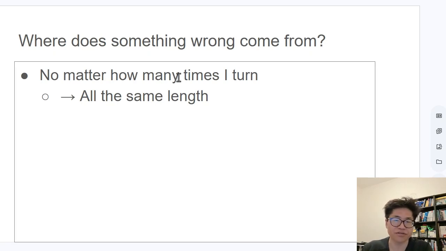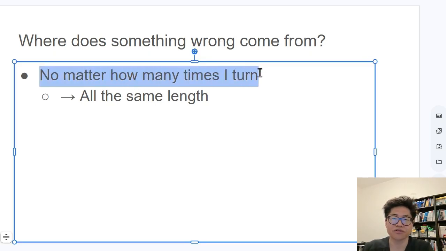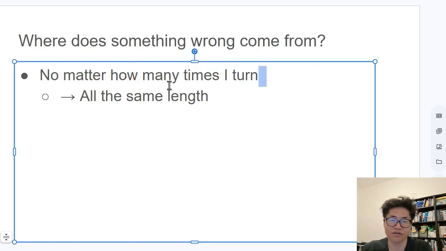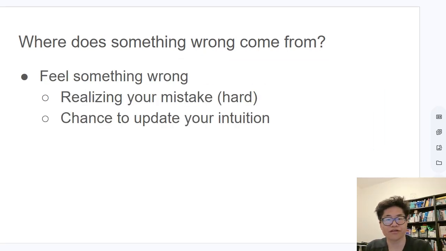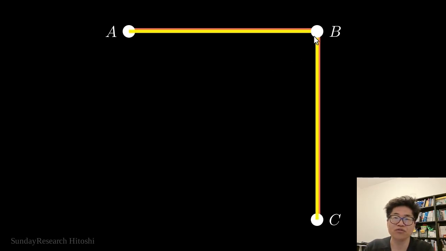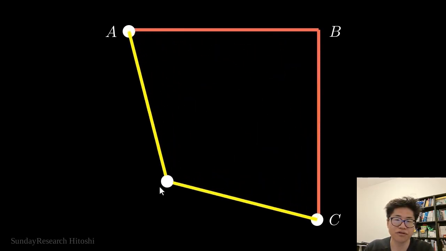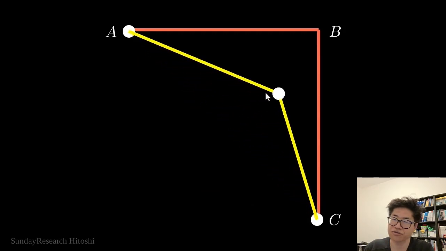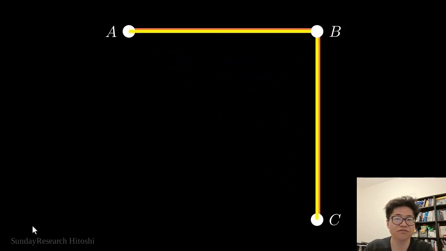In Manhattan distance, when the map is a grid, no matter how many times I turn, the lengths are the same. I think this could be the source of my problem. Okay, let me show you another animation. We are moving from A to C. If you move the midpoint, you see the path changes and the path length also changes.